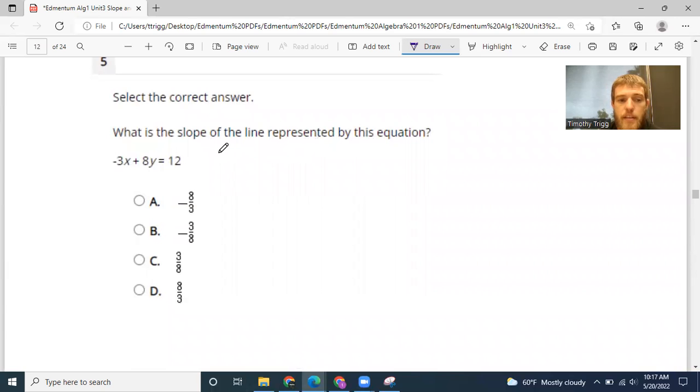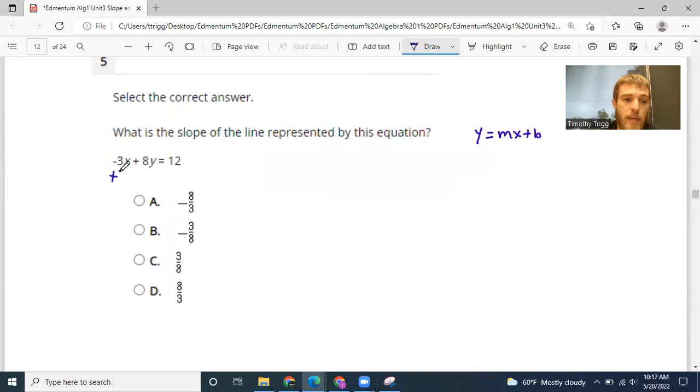What is the slope of this line? So to find the slope, one thing we could do is write it into y equals mx plus b form, slope-intercept form. In other words, we need to get y by itself. And then whatever's next to the x will be your slope. So what would be my first step in solving for y?